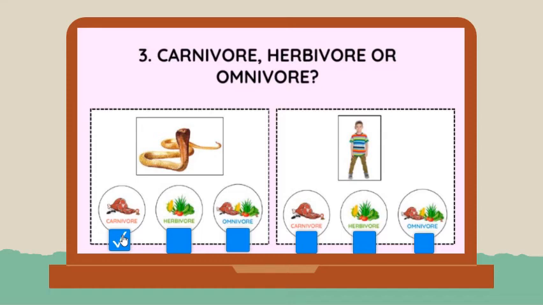What about us, people? What do we feed on? Do we eat plants only? Do we eat animals only? Or we feed on both plants and animals? So, we are organisms that eat plants and animals. We are omnivores.